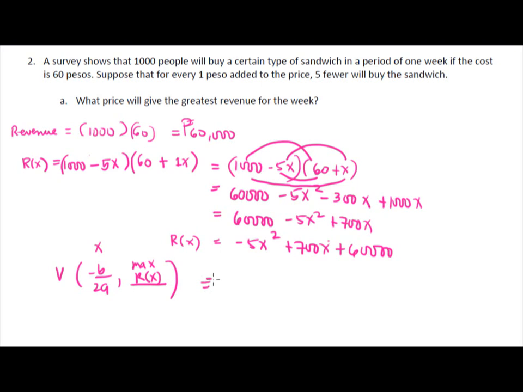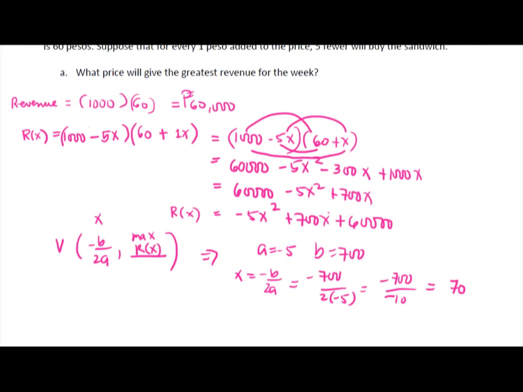So we simply apply the formula negative b over 2a. Our a here is negative 5, our b is equal to 700. So x equals negative b over 2a, which is negative 700 divided by 2 times negative 5. This is equal to negative 700 all over negative 10. That's 2 times 5, negative 10. And 700 divided by 10 is 70. That means you are going to add 1 peso 70 times. So 70 times 1 peso is basically 70.